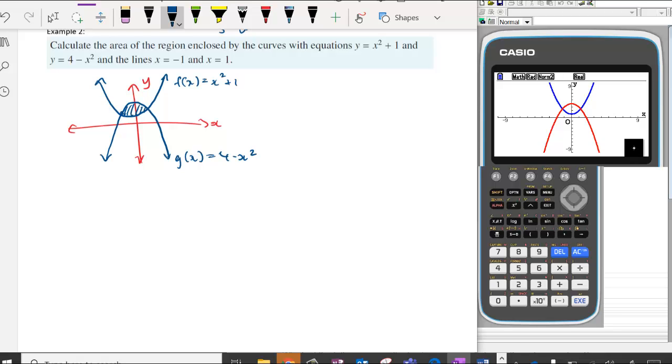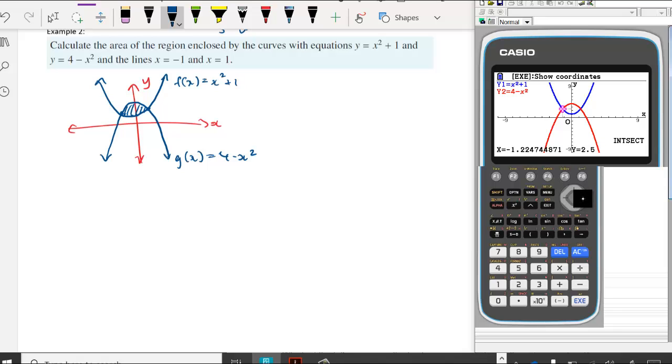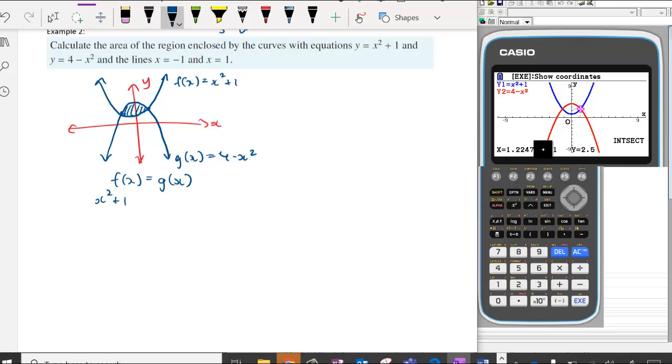We've got our area here, and again, we need to make sure we work out these intersection points. So our intersection points will be negative 1.22 and 1.22. Now, I'm going to do this by hand just so you can see. So the intersection will occur when f of x is equal to g of x. So we've got x squared plus 1 is equal to 4 take x squared. And we can add x squared to both sides, so we've got 2x squared plus 1 is equal to 4, subtract 1, and we've got 2x squared is equal to 3. So x squared is equal to 3 on 2, and therefore x is equal to plus or minus the square root of 3 on 2. Okay, so that's our intersection. Our intersection is square root of 3 on 2 negative and square root of 3 on 2 positive.